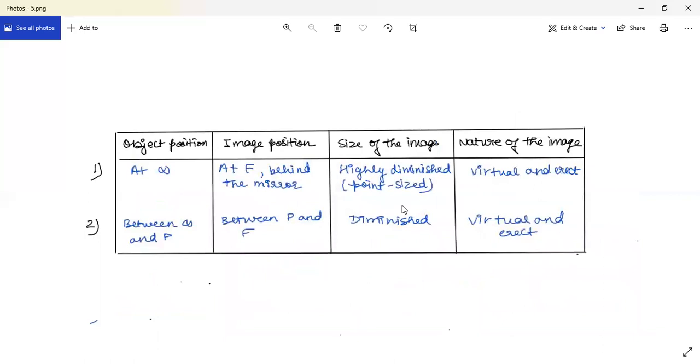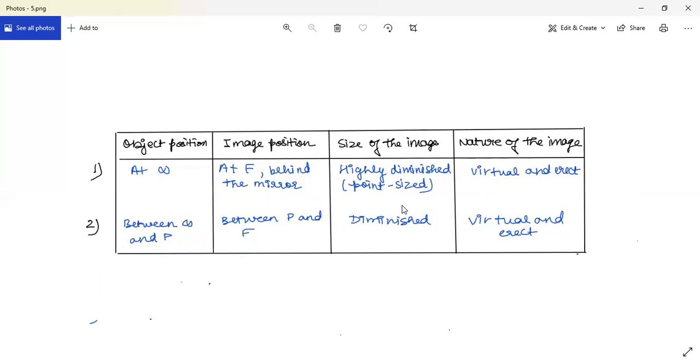Now we go for a convex mirror. For a convex mirror, there are only two cases you have to remember. And it's very easy to remember because the image formed is always virtual, erect, and diminished. Always. So it's very easy. Now, if the object is at infinity, the image is formed at F. Same thing as concave, but here it is formed behind the mirror.